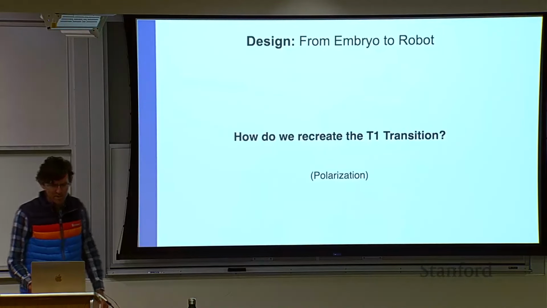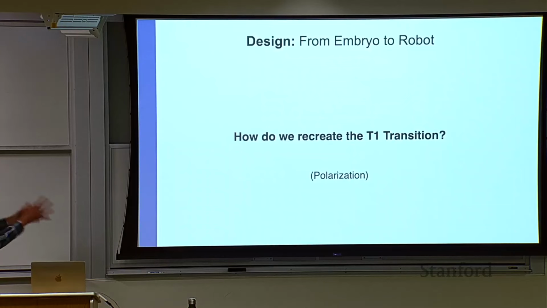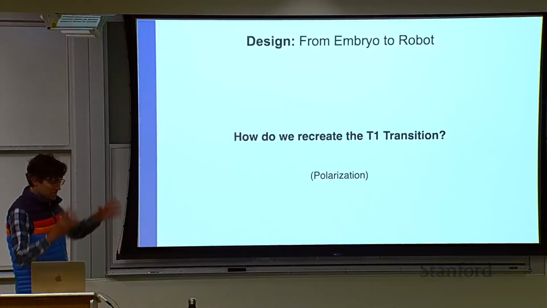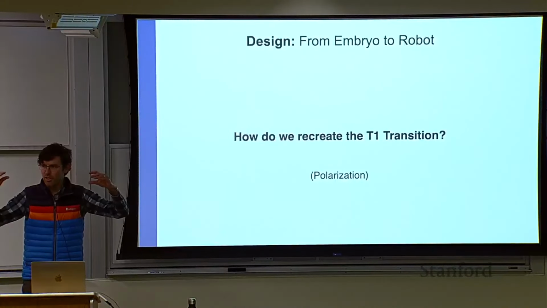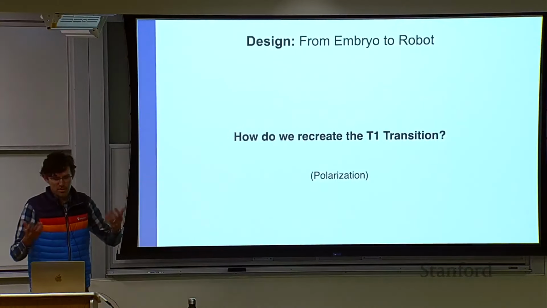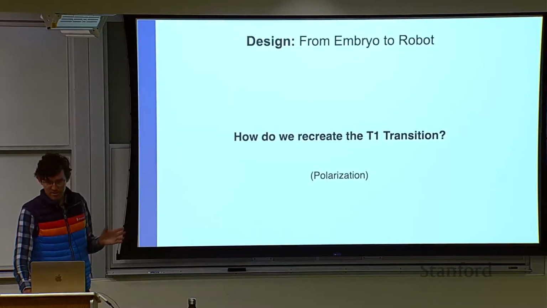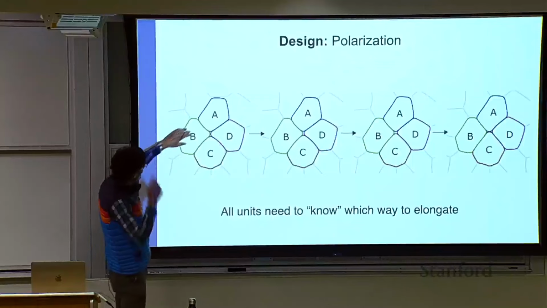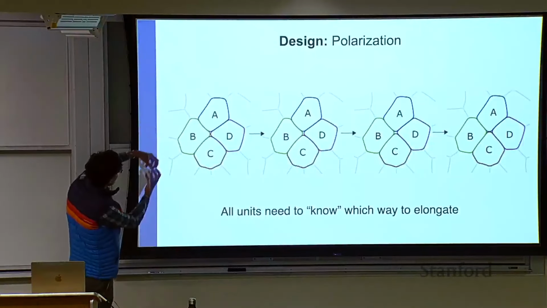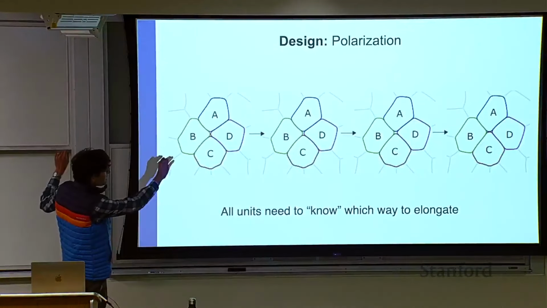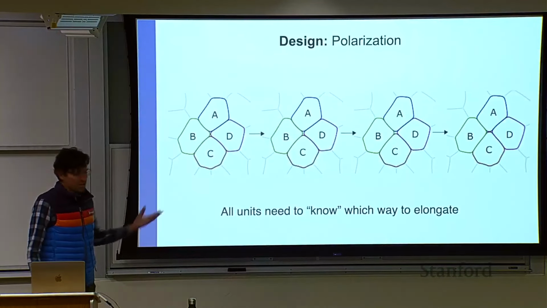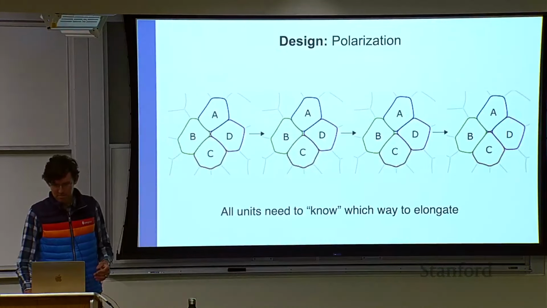And then the third part for the design of the robot was trying to polarize them. In the sense that if I'm trying to tell a tissue to elongate in a certain direction, it needs to know what that direction is, and all the cells need to know that direction. So if we have this example again, A and C need to know that they're supposed to go this way, and B and D need to know they're going to go this way for the thing to elongate in that direction. So we need to communicate with our cells in some way.